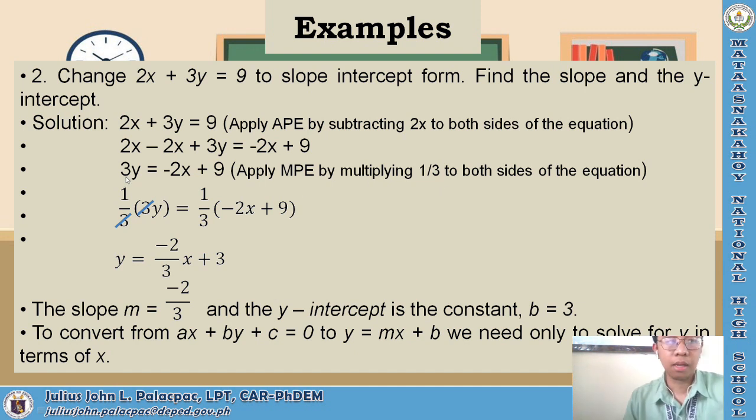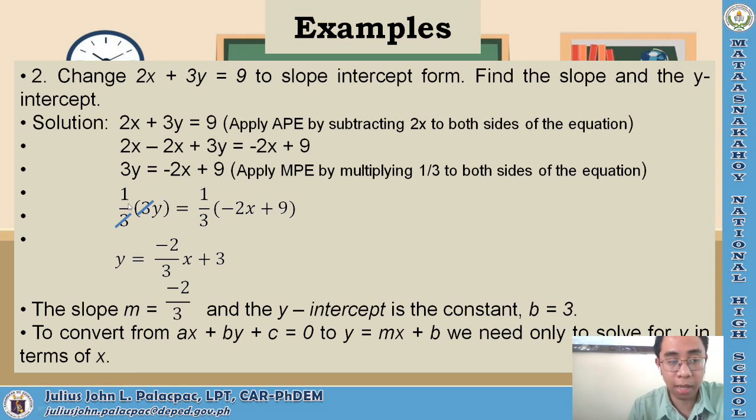Since 3 is a whole number, we are looking for its reciprocal. So the reciprocal of 3 is 1/3. So we'll multiply 1/3 to 3 on the left side. We will also multiply 1/3 to the right side. So we have here 1/3 times 3y.